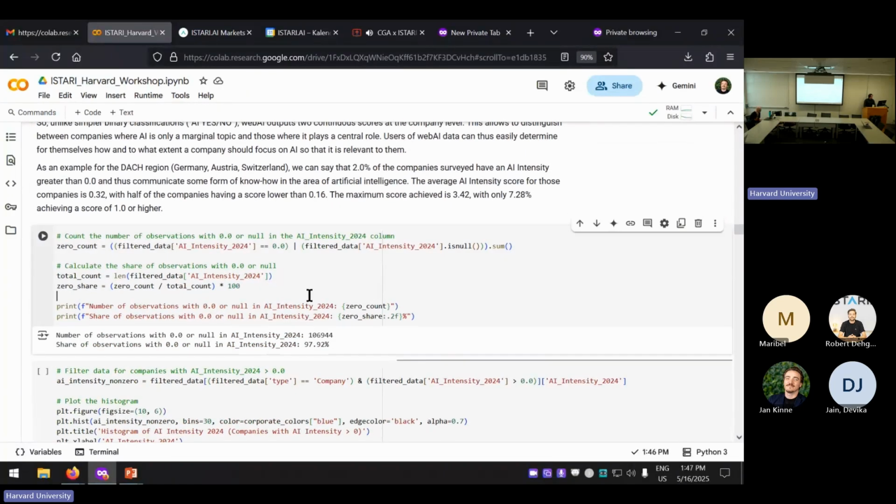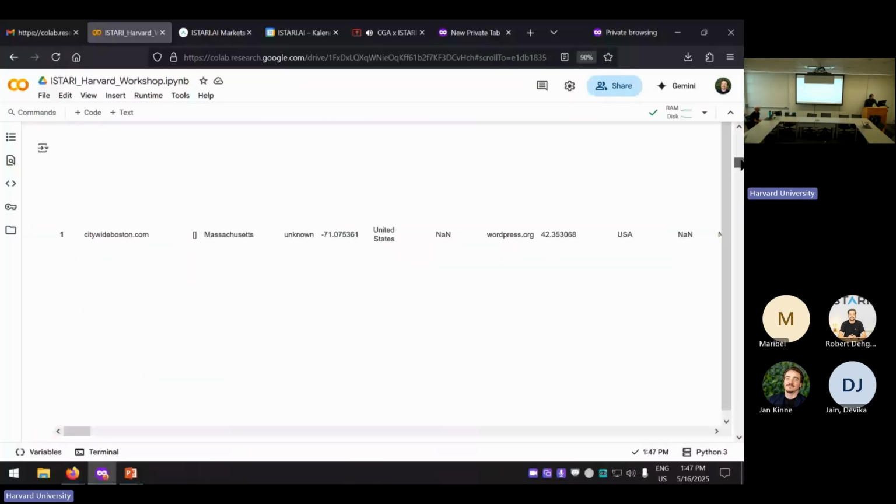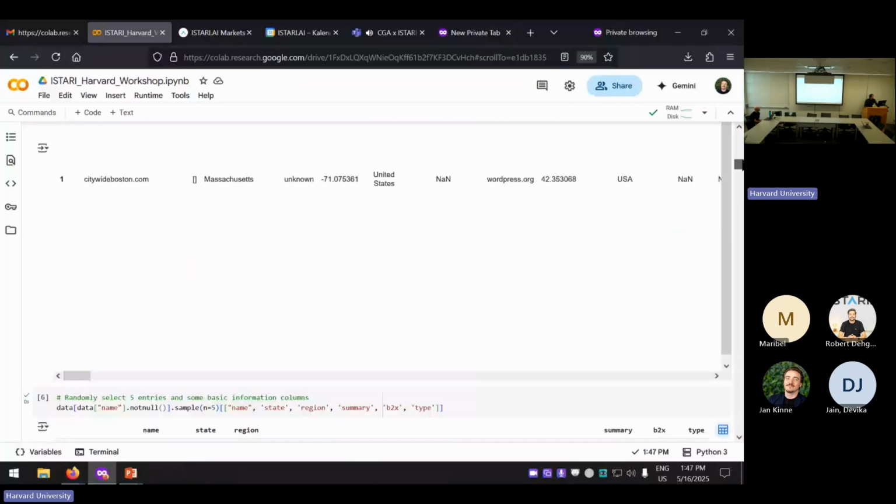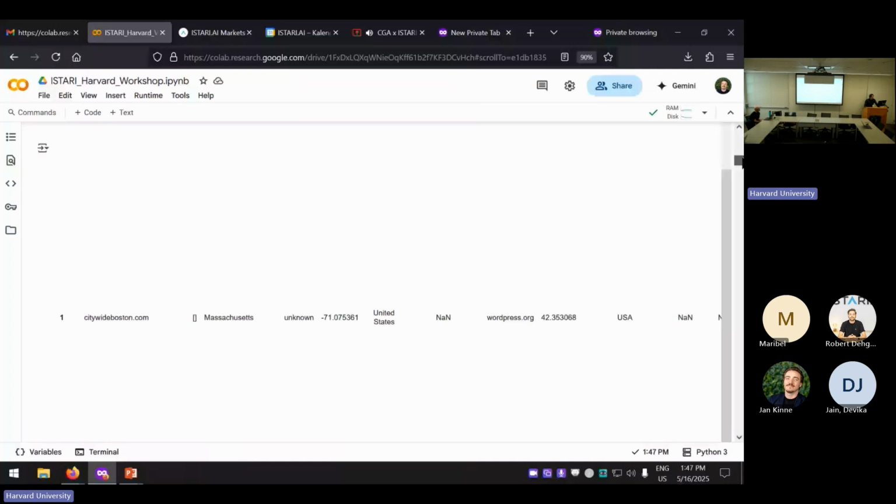So there's some stuff here. And if I run this one, we basically first see how many observations have AI intensity 0 or no information at all in the data set in 2024, because I will very briefly go up for you to see that. If we have a look, it's a little bit not so nicely displayed here.